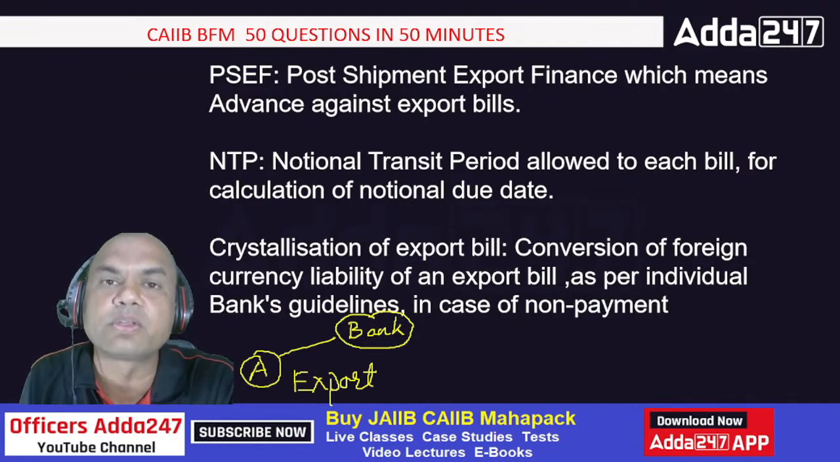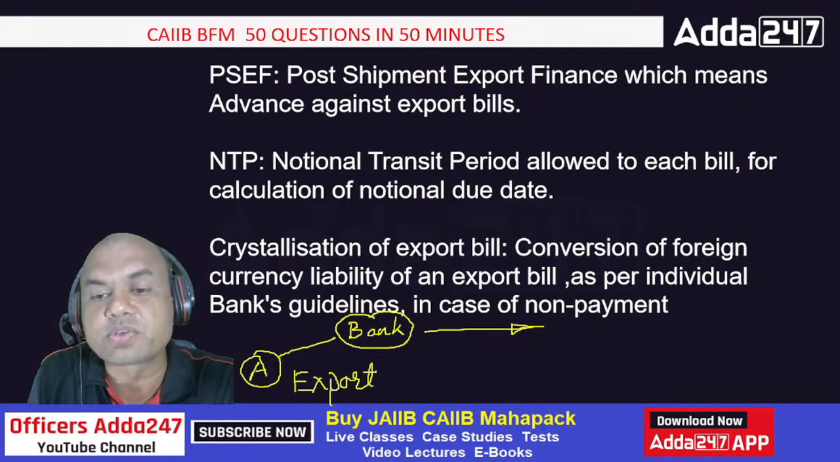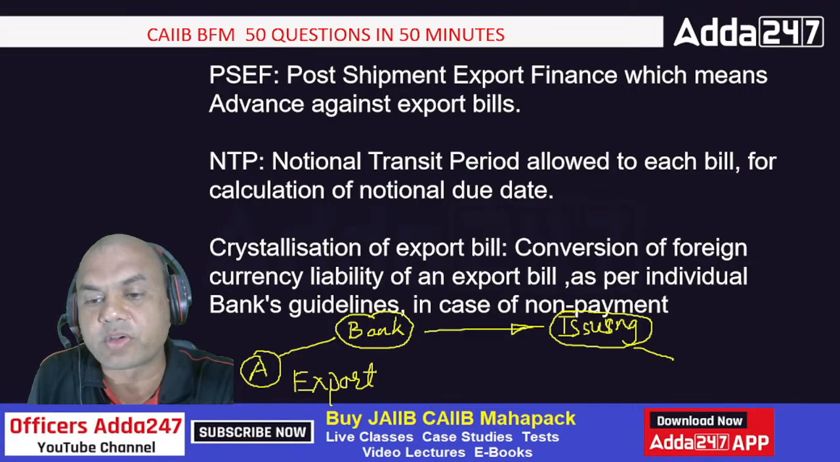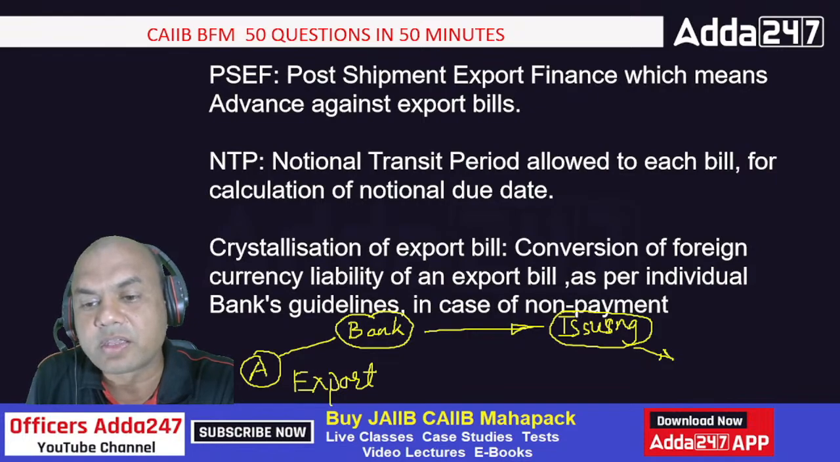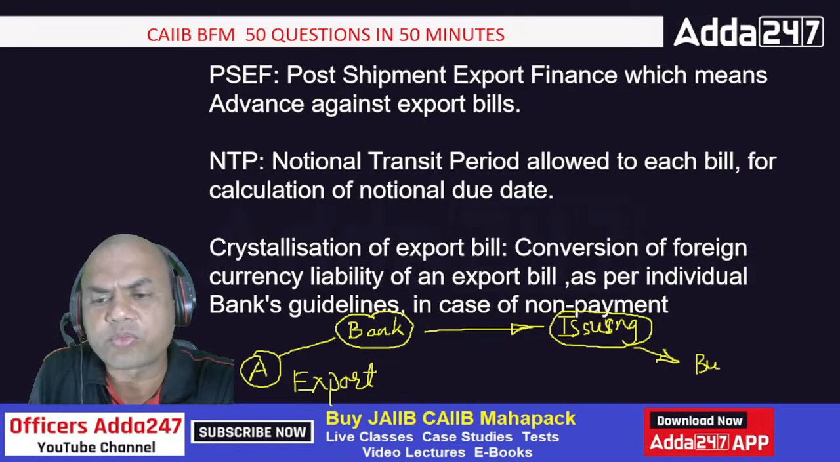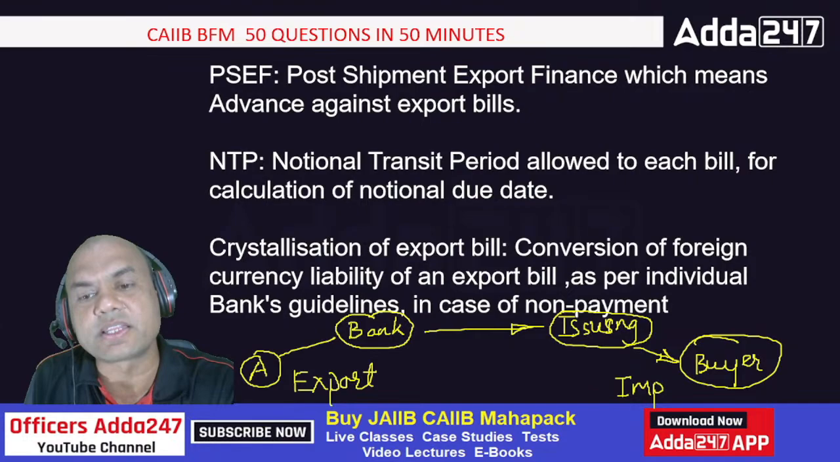What will this bank do with the documents? This bank will take the documents and send them to the issuing bank, the bank who has issued the LC. If it is not an LC, then it is called the buyer's bank. The documents are received by this issuing bank. This bank will give the documents to the buyer, of course after taking the money. The buyer here means the importer. So under LC it is called issuing bank; if not under LC, it is called buyer's bank.